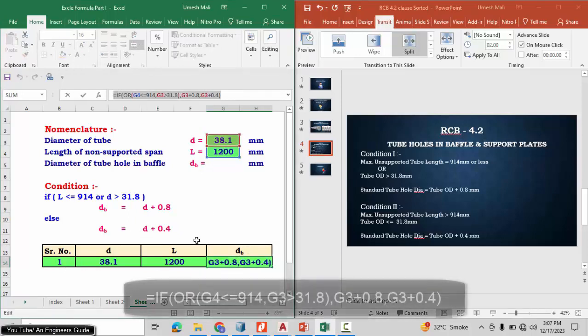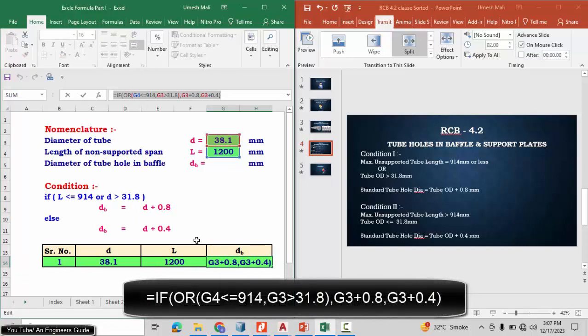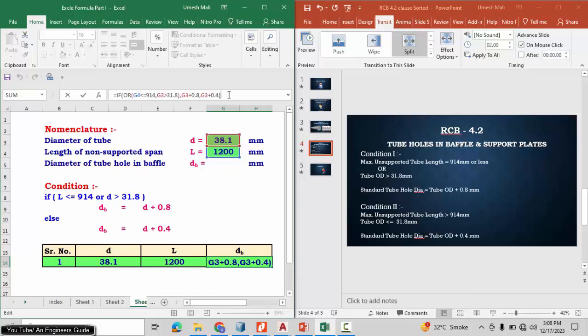So guys, the formula is IF, into bracket, OR, into bracket, G4 less than or equal to 914, comma, G3 greater than 31.8, where G4 is your unsupported tube length and G3 is your diameter of tube, comma, G3 plus 0.8, comma, G3 plus 0.4. If you write the formula like this, you will be able to find the tube hole diameter in baffles and support plates in an easier way.